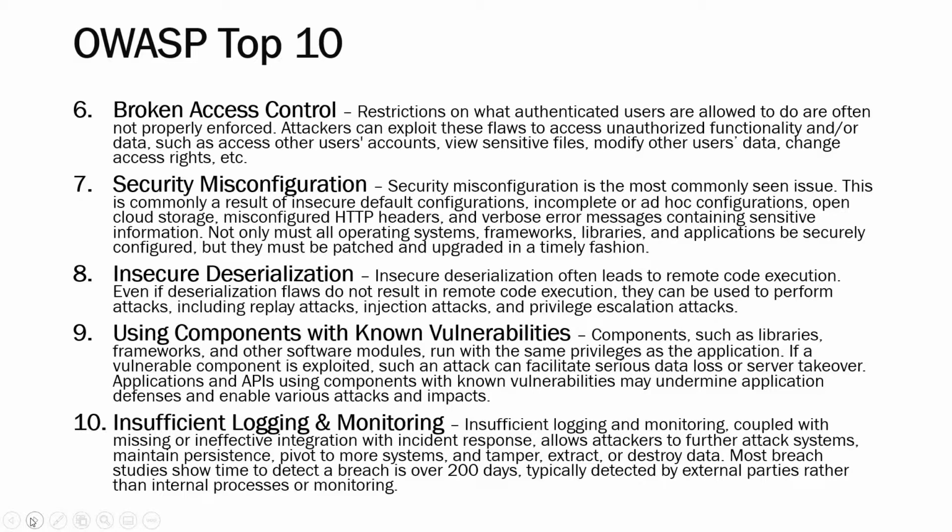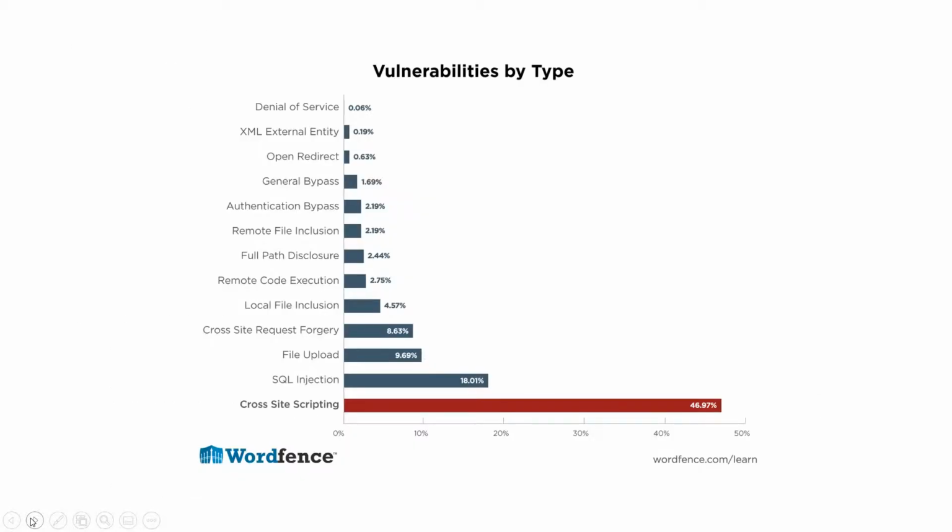So those were the OWASP top 10. Let's move further and discuss the vulnerabilities by type. Now, I just want your focus on the last 4 items. If you talk about the last 4 items, the first item from the bottom is cross-site scripting. As I've said, this is the most prevalent thing.